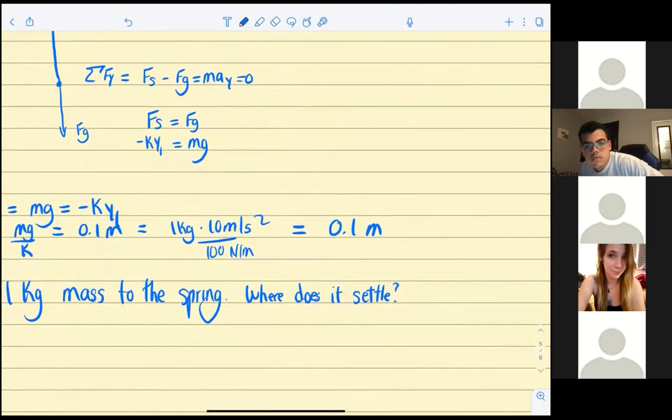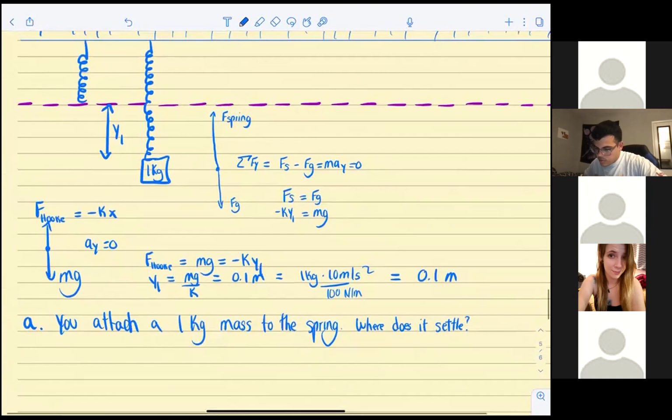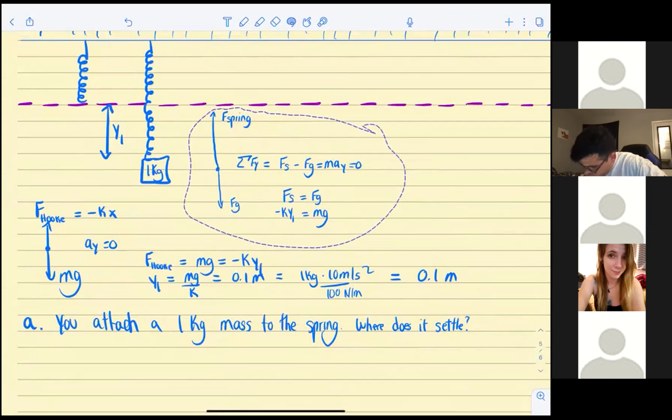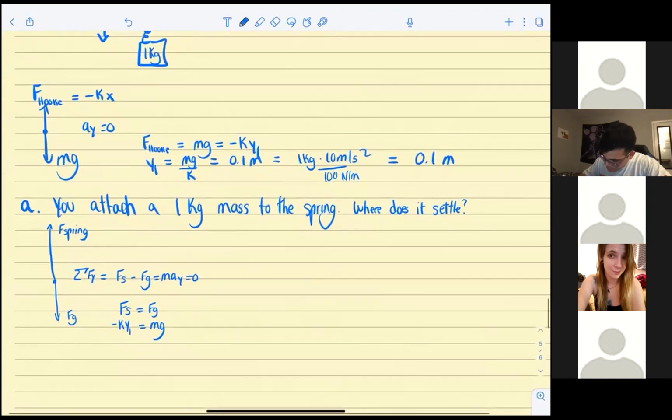Okay, thank you. Okay, good. Kelly, I'm glad that you found that simple. Yeah, the part A is really just that simple. Okay. I'm actually going to erase this because I'm going to need this space. Actually, I won't erase it. I'll move it over here. And then I'll say y1 equals 0.1 meters.